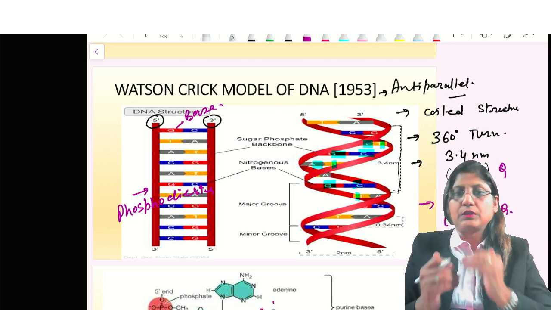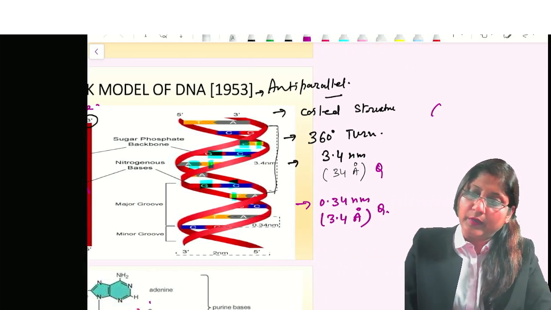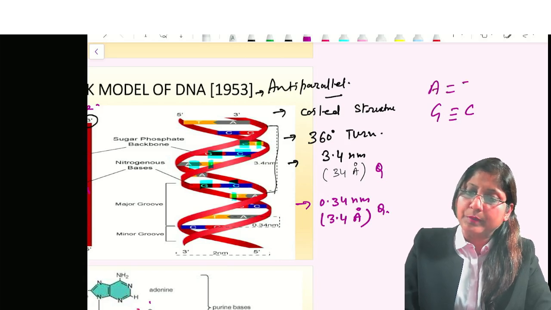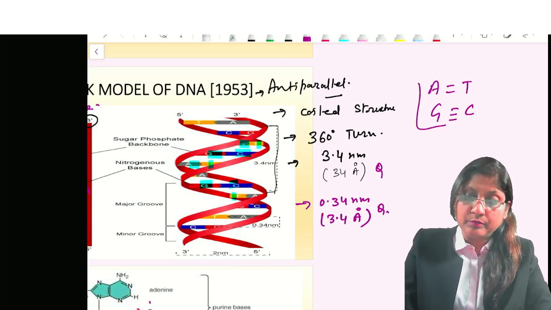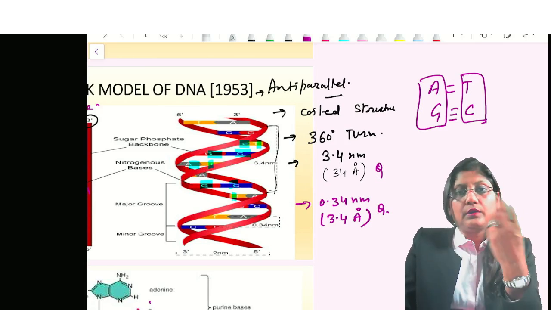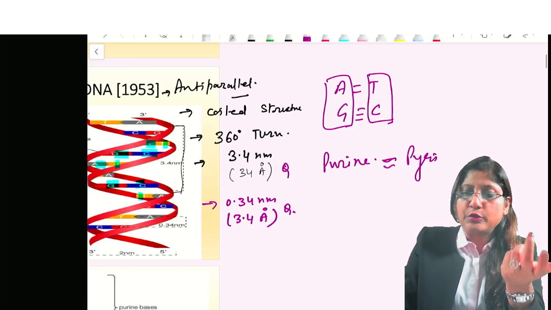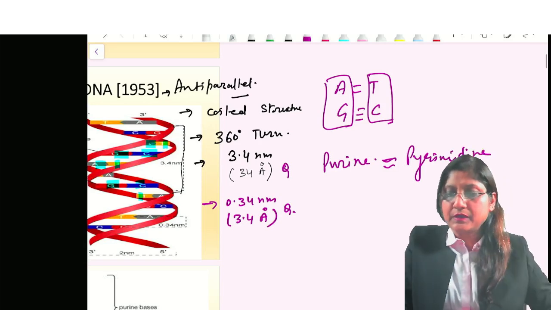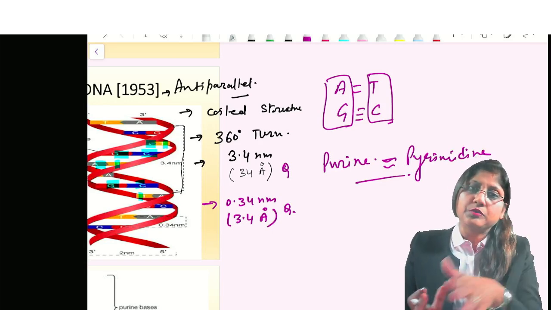The bases are projecting in the groove in between, and they said that guanine is always going to pair with cytosine and adenine is always going to pair with thymine. So, in other words, purine is always going to pair with pyrimidine bases. Depending on the number of purine bases, you have an equivalent amount of pyrimidine bases in the double-stranded DNA, because A is always going to pair with T, and C is always going to pair with G.